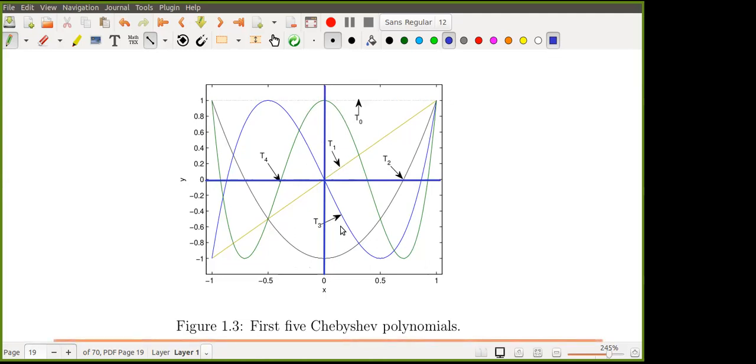Now, if we move to the third one, this is T3. You can see that one goes through 0. We have another one here, which is negative. And the third one here is positive. And finally, the 4th-degree one, which is the green one here, has 4 roots, 2 negative and 2 positive.